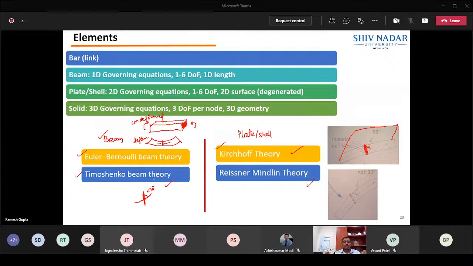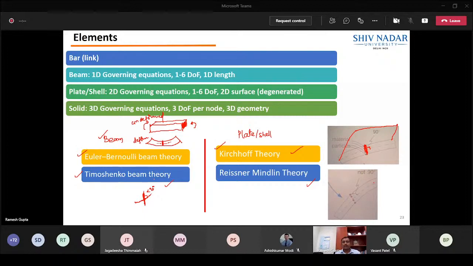There are two fundamentally different, very basic kinds. There are so many theories with respect to beams, with respect to plates, for example, higher order shear deformation theory, layer wise theory, zigzag theory. There are so many plate theories and shell theories, but at a very basic level, if you look at it, one is without shear and the other with shear. One is Euler-Bernoulli beam theory, another is Timoshenko beam theory.